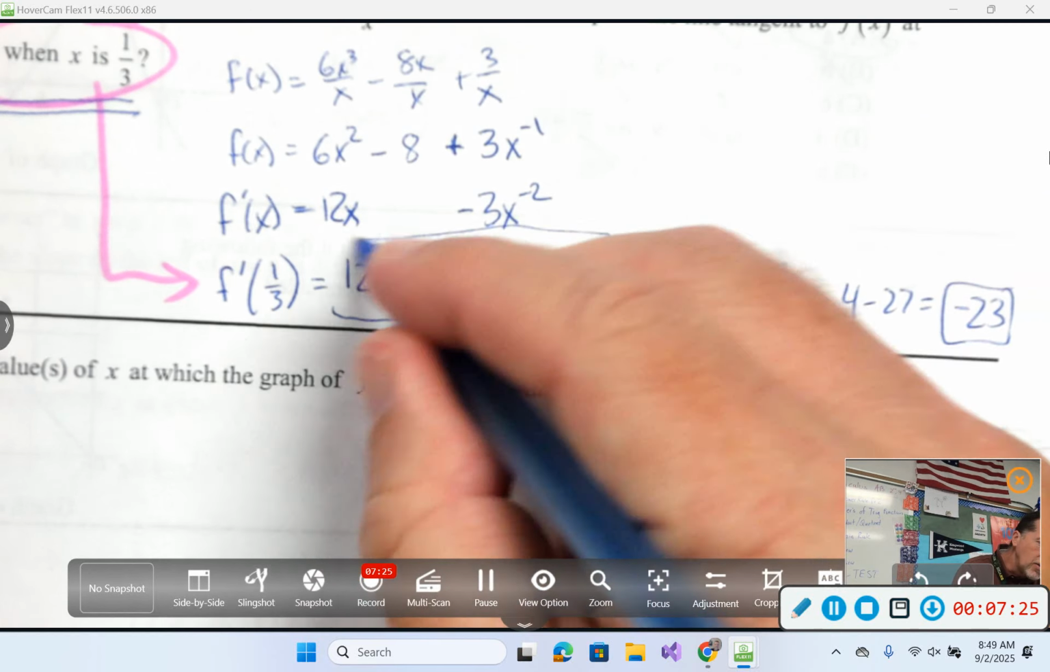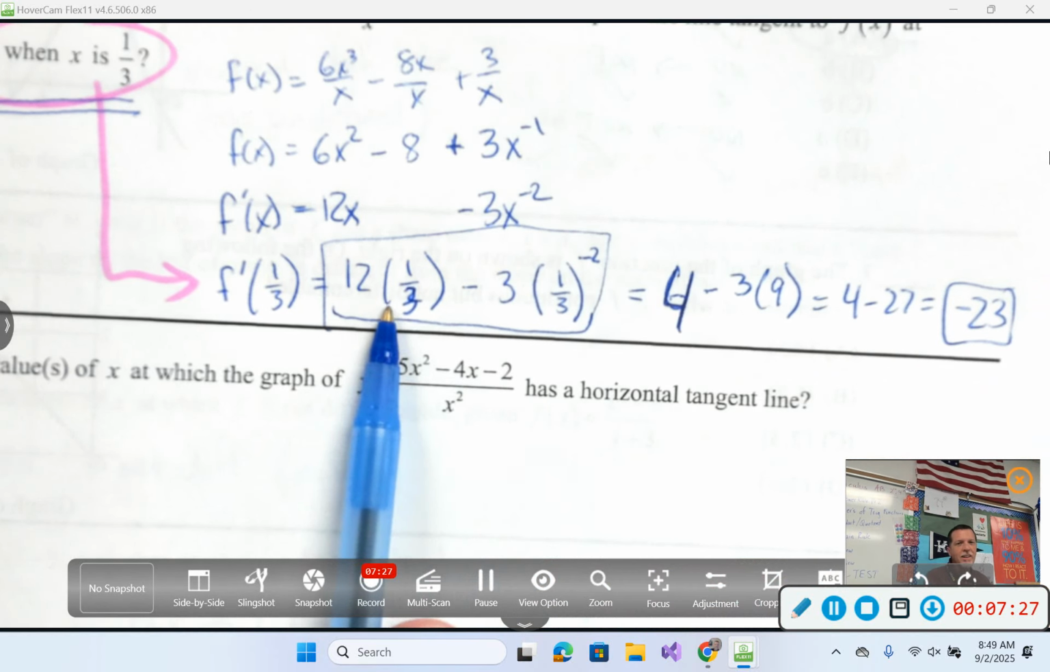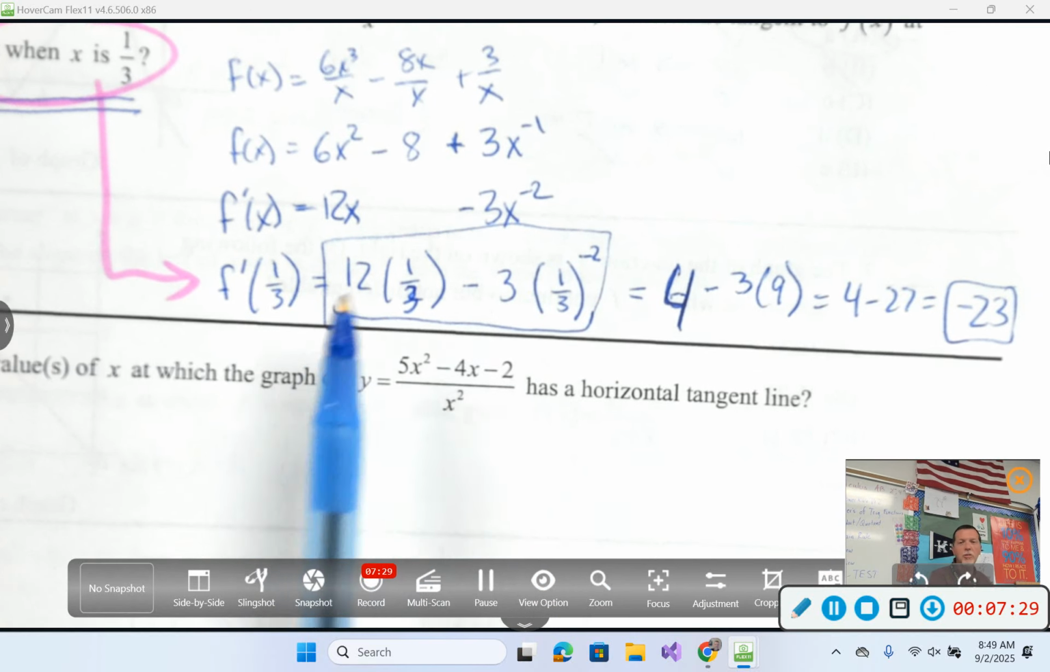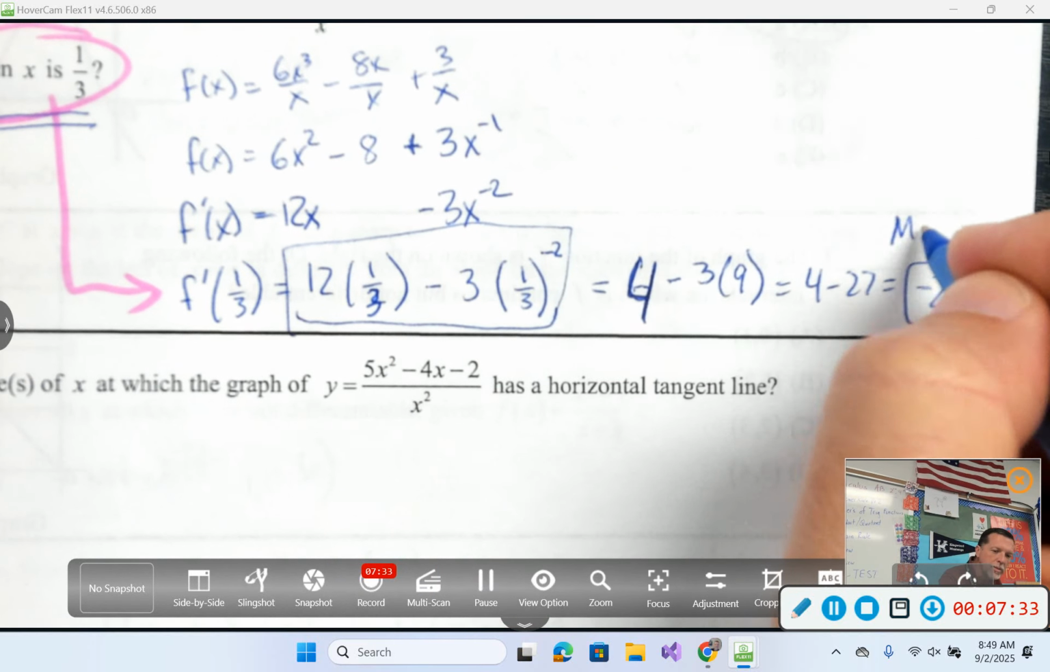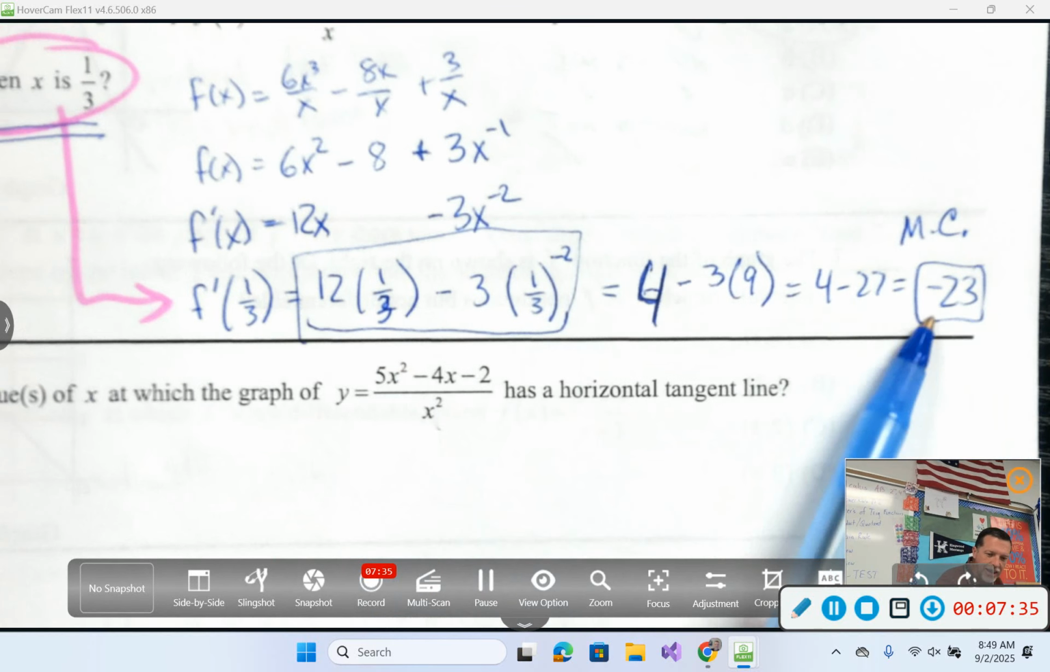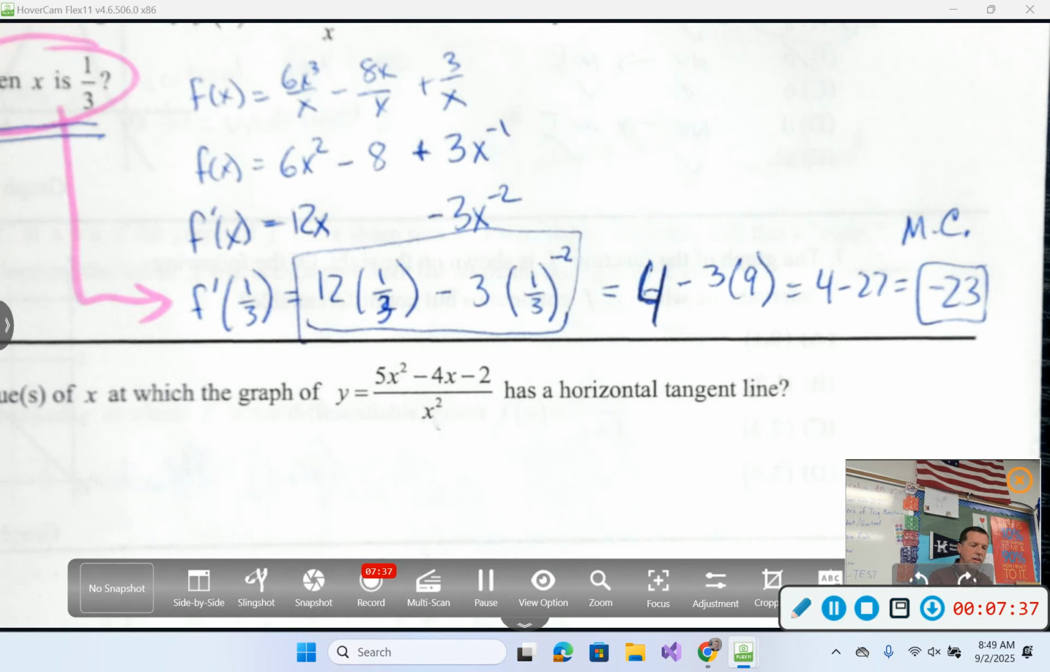And so any of those answers, once you plug things in, you can't just leave it without plugging it in, but once you plug in, you're good. Again, multiple choice is probably going to clean it up, so make sure you know how to get to that final answer.